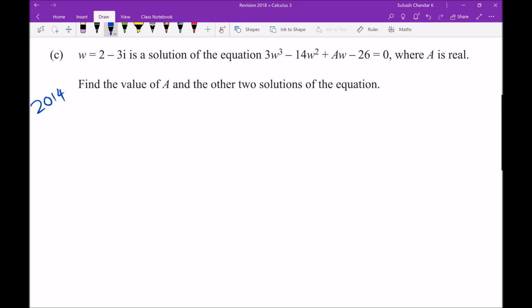All right, so this is from 2014, guys. Similar style of question. Okay, so for this question, we've got 2 minus 3i. We're going to substitute it into w. So we're going to have 3 times 2 minus 3i cubed minus 14, 2 minus 3i squared plus a times 2 minus 3i minus 26 equals to 0.